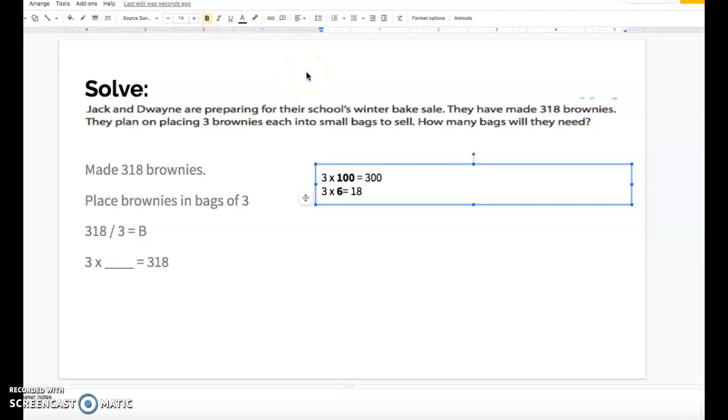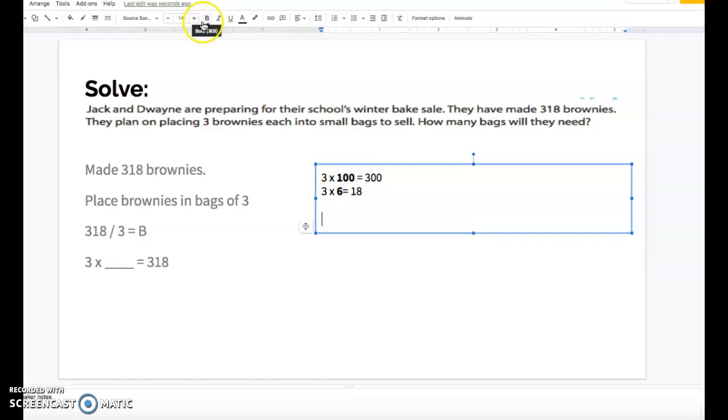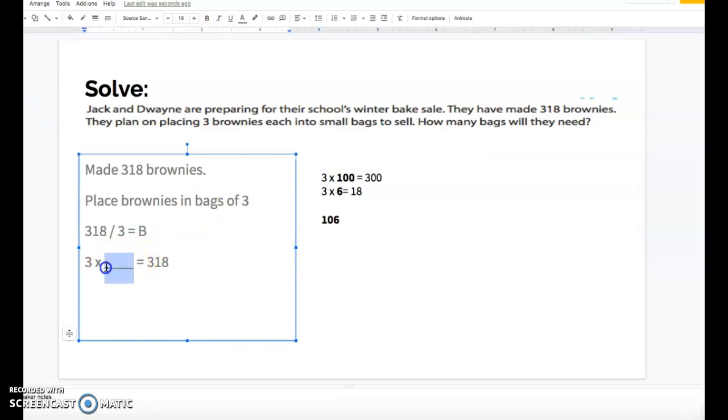So now I need to decide, well, I have a 100 and I have a 6. If I put that together, I have my answer for how many bags they actually need. They're going to need 106 bags for their 318 brownies if 3 brownies go into each bag. 3 times 106 equals 318, and 318 divided by 3 is 106.